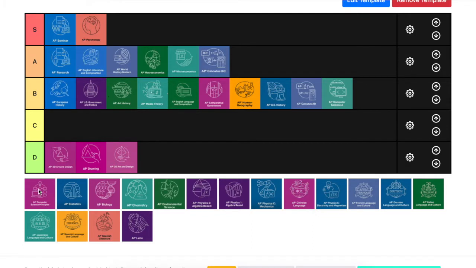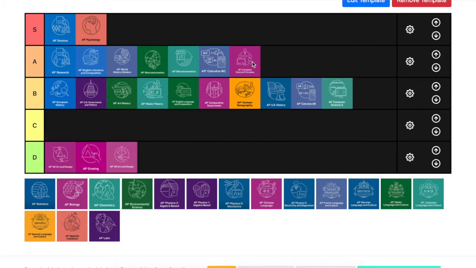Right, and then similar to that, we have computer science principles. But principles is easier than Comp Sci A, so we're gonna put it in the A tier. Basically, it's just good basic skills to have. There's a decent pass rate, and most people say it's pretty easy.